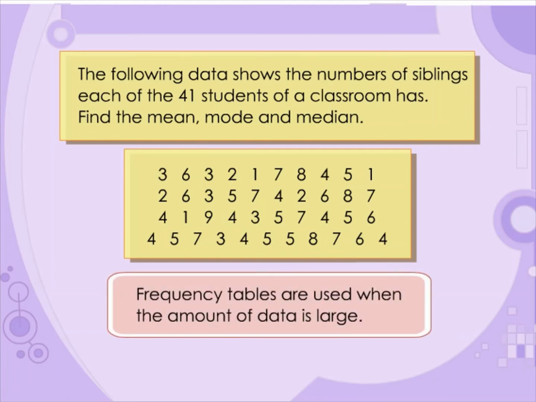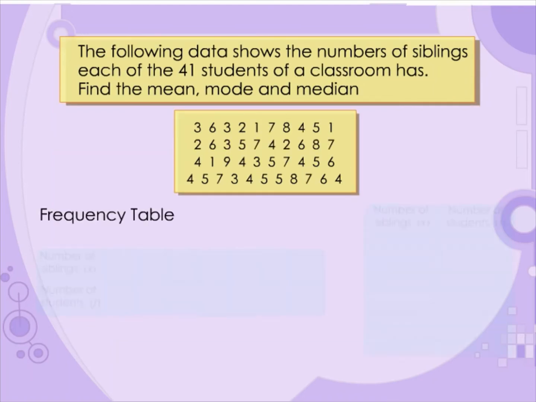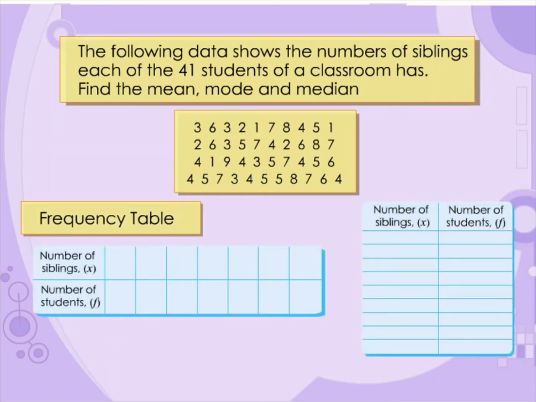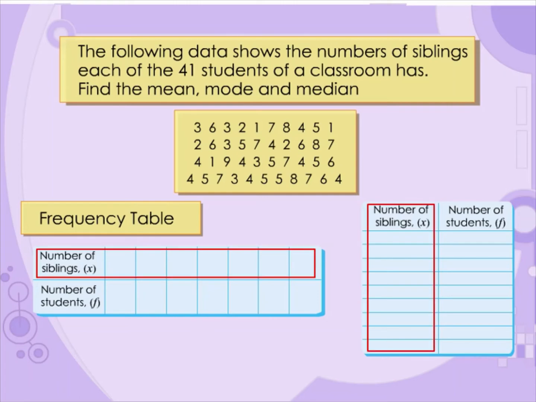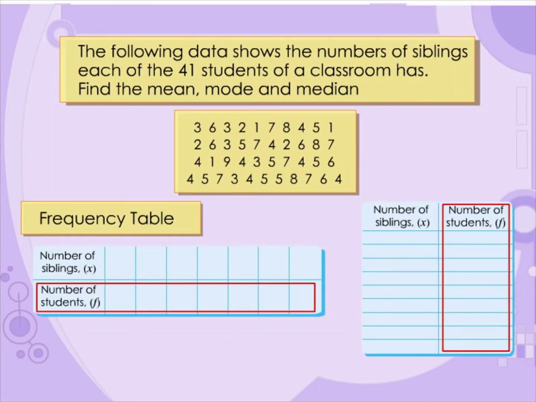Normally, when the amount of data is large, the frequency table is used to distribute all the data in an easier way to analyze. The frequency table is used normally with 2 columns and 2 rows. In this case, the first column are where we would put the number of siblings, and in the second column, we would put the number of students, which is the frequency.